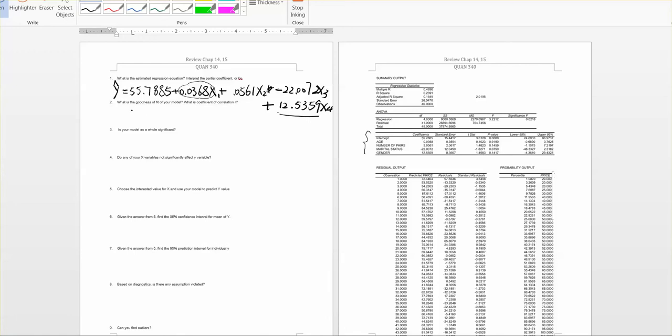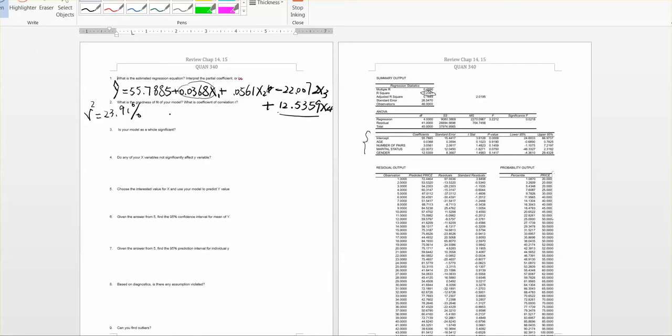The second question is: what is the goodness of fit of your model? As I mentioned in the lecture, the goodness of fit is measured by R square, which is here. We got 23.91%. To interpret R square, we say 29.91% of the variation in the willingness to pay for the Nike shoes is explained by the regression model. That is how you should interpret R square.